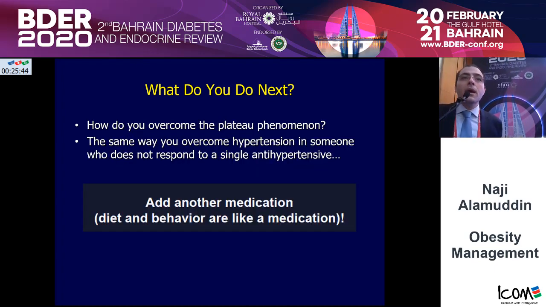So the way I like to think about this is we talked earlier about why obesity is considered a disease. So how do you overcome this plateau phenomenon? The same way you overcome hypertension in someone who does not respond to a single antihypertensive. If you see someone whose blood pressure is 160/90, they're on hydrochlorothiazide, what do you do? You add another medication. So this is the idea. So treat diet and behavior like a medication.